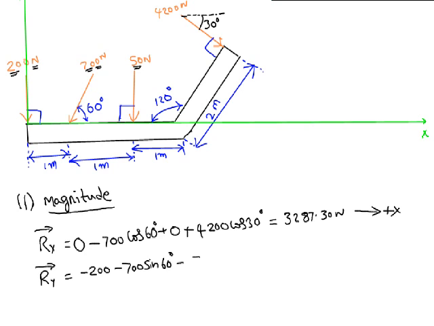And again, the y component of the 500 Newton force is minus 500, and the y component of this 4200 Newton force, which is going into the fourth quadrant, is minus 4200 sine 30 degrees. So if you punch in the numbers and find, you'll find that this is minus 2956.22 newtons, and this is going down along the y-axis.